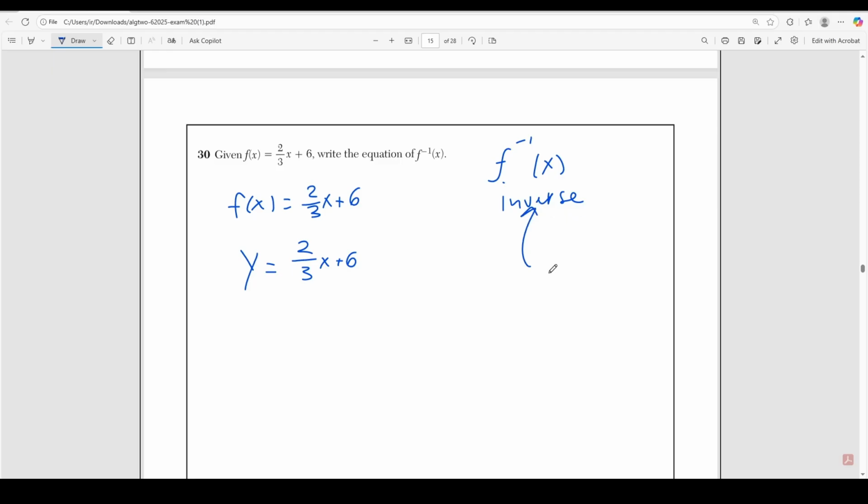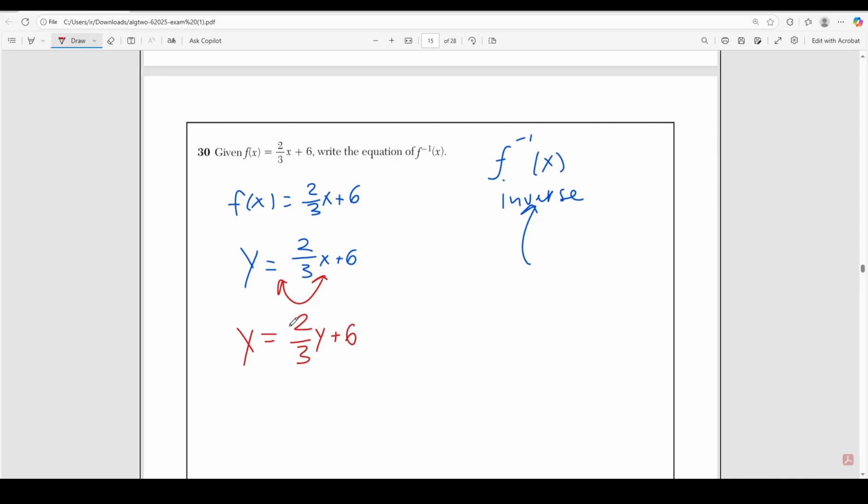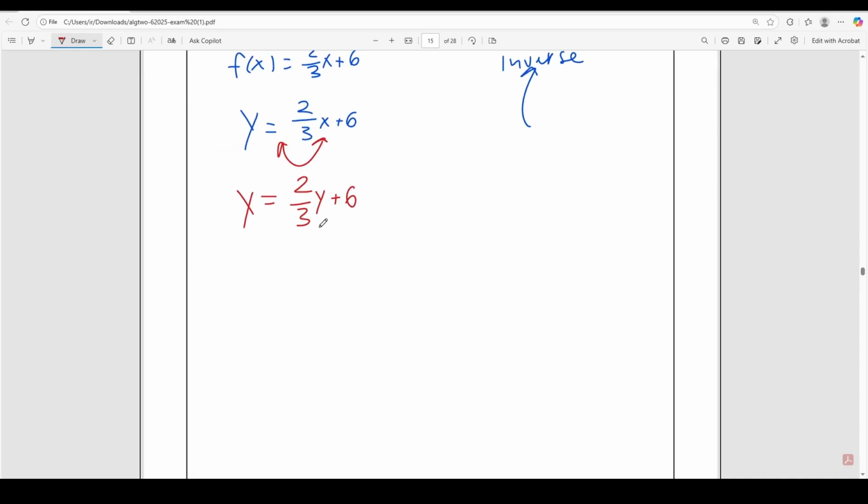So it's kind of flipped. And to find the inverse function, you just flip the x and the y. Because there was a y here, I'm going to replace that y with an x. And I'm going to say that x is equal to 2/3, and instead of saying x is equal to 2/3 x, I'm going to say it's equal to 2/3 y plus 6. So essentially, you just flip the positions of x and y in your equation. And now you solve the equation for y.